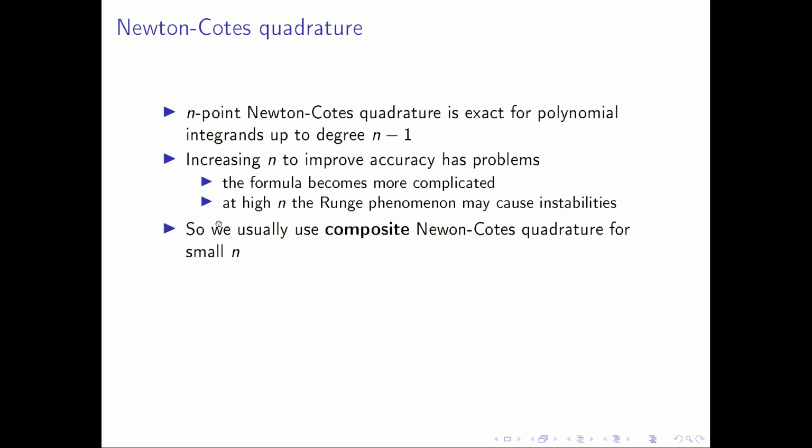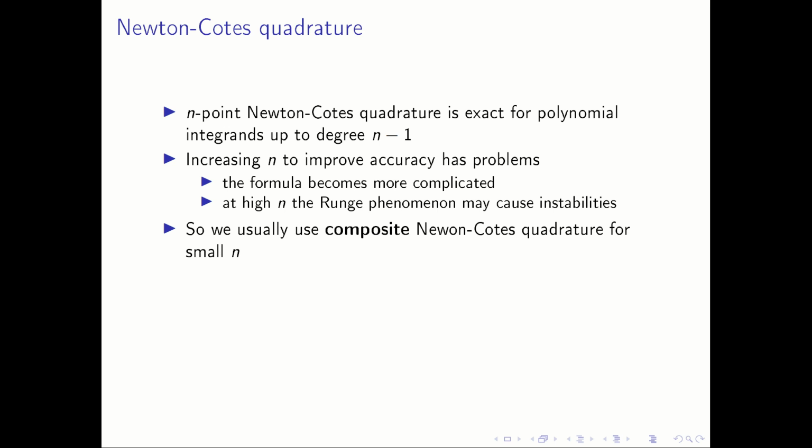So we usually don't do this. We usually don't go in for higher and higher n. What we do is we use a composite Newton-Cotes quadrature. We keep the n small, and instead of trying to do Newton-Cotes quadrature over the entire interval, we break up the interval first into a few pieces, and then over each piece we do the Newton-Cotes quadrature.